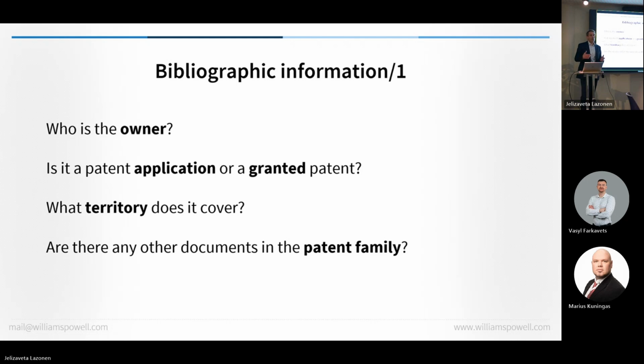And from a freedom to operate point of view, we need to know, is this an application we're looking at, or is it a patent? We also want to know what territory it covers. That could be a key concern with clearance or freedom to operate, is does it actually cover a country that I am worried about or that I want to work in? And then are there any other documents in what we call the patent family? So let's say it's not in a country that you're worried about. We need to have a look at whether there are any equivalents in countries that are more important to us.